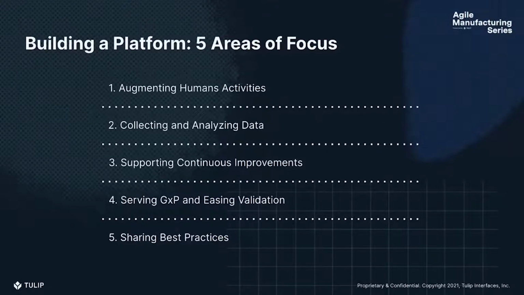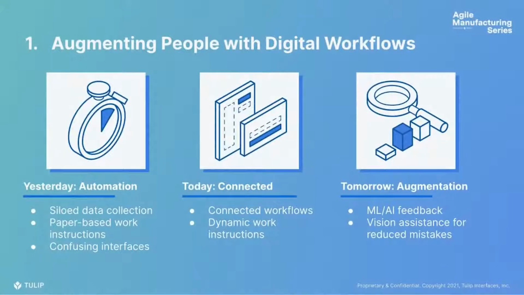So with that in mind, let's get started with the first area of focus. This is all about how we're augmenting people with digital workflows. If you recall yesterday, before Tulip, it was all about automation, and this is really about replacing people, which resulted in people being left to work with very precarious tools on the shop floor. You have paper-based work instructions. You have reliance on tribal knowledge. You have confusing interfaces that make it hard to do your job and easy to make a mistake. It's interfaces and different tools that are hard to use and slow you down as a worker.